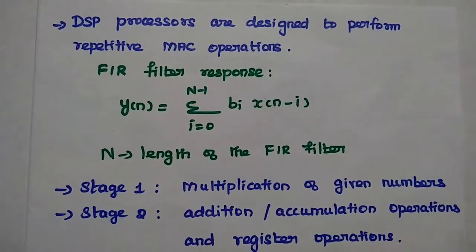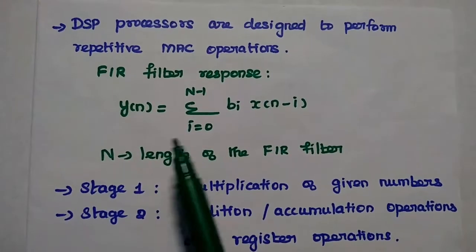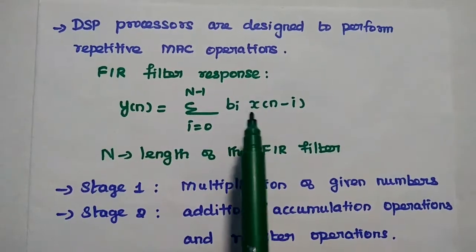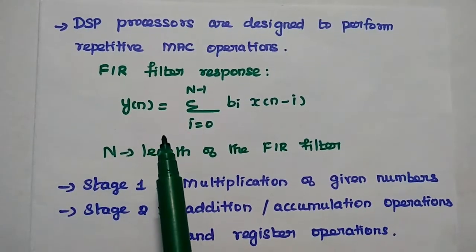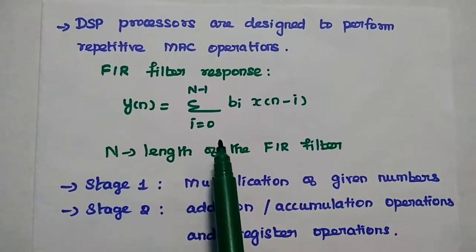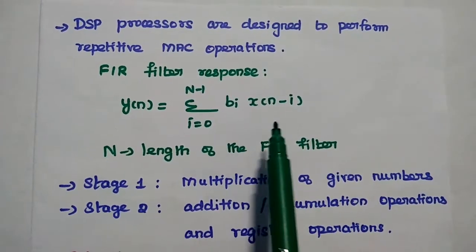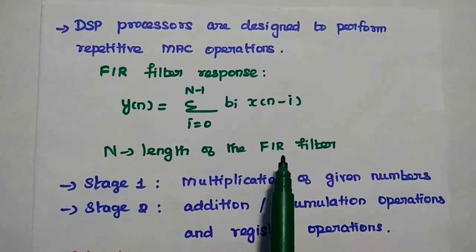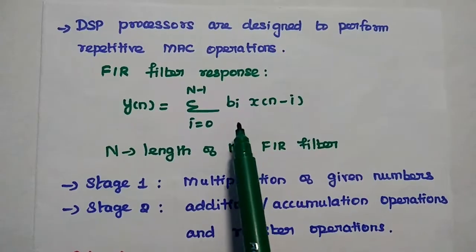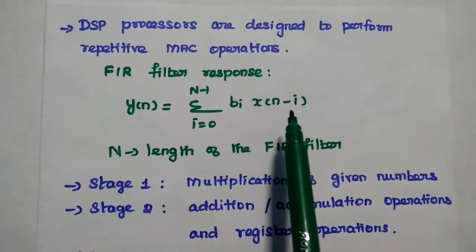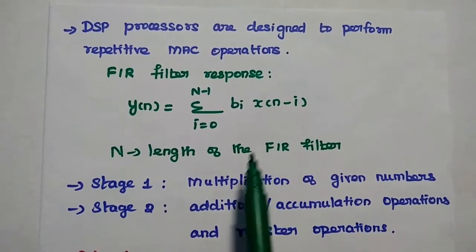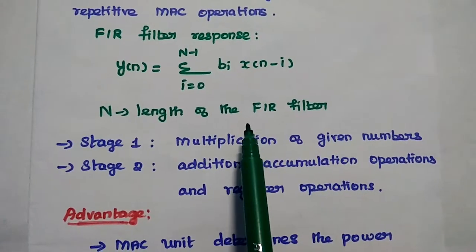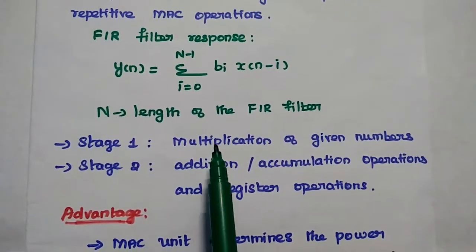DSP processors are designed to perform repetitive MAC operations. Example, FIR filter response. It can be obtained by using the formula y of n is equal to summation i equals 0 to N minus 1 of b i x of n minus i. Here capital N represents the length of the FIR filter, b i represents the filter coefficients and x of n minus i represents the sampled input data. So the FIR filter response can be obtained by using the repetitive MAC operations.